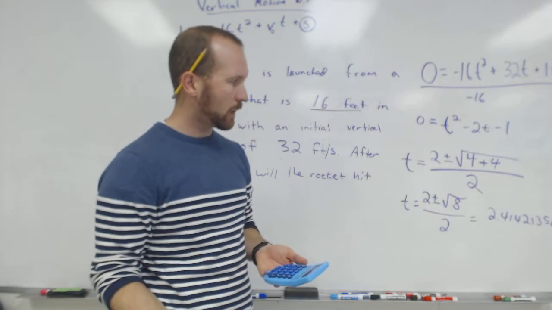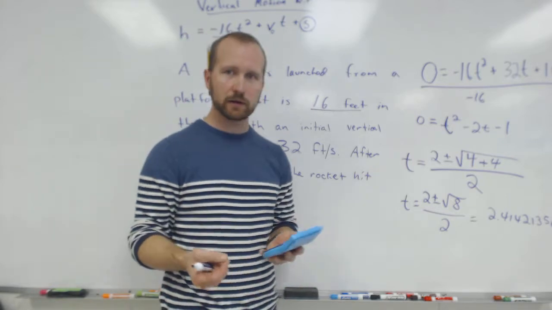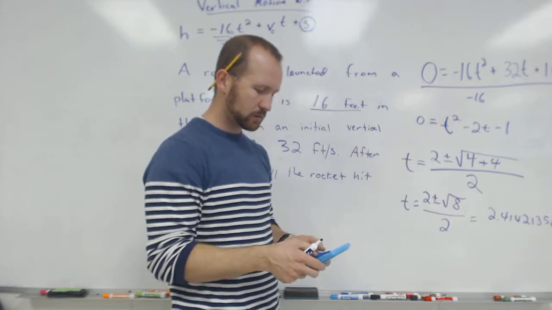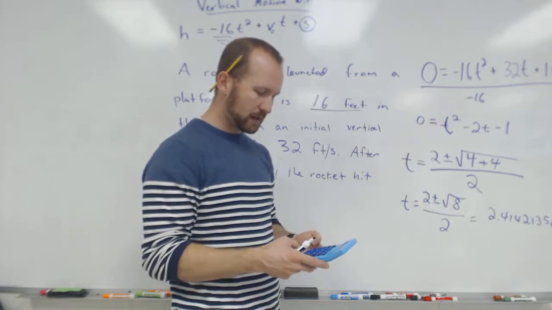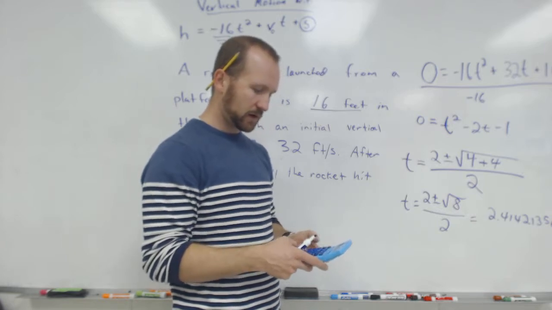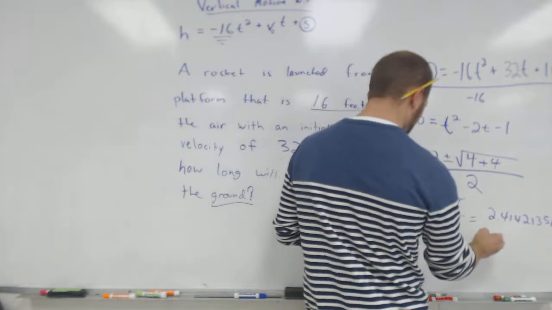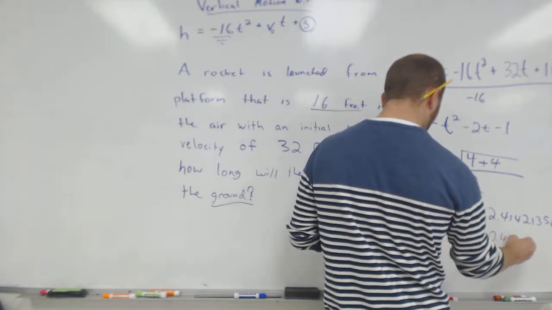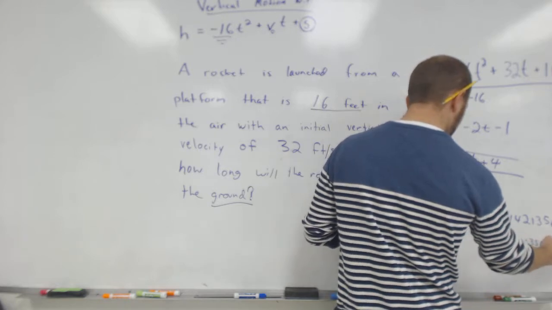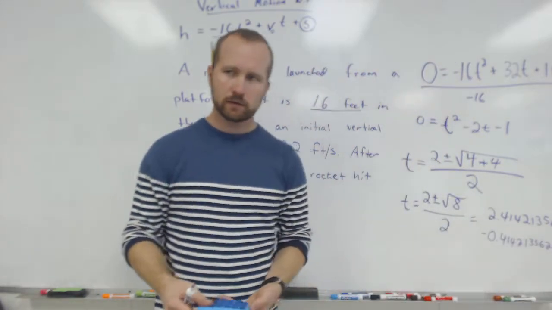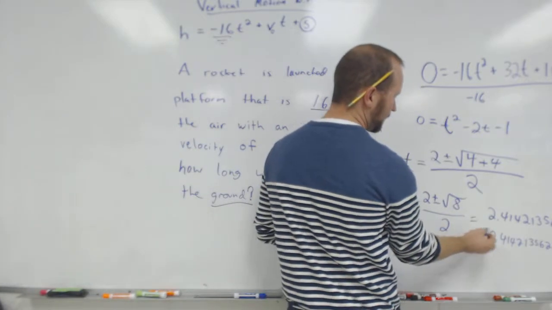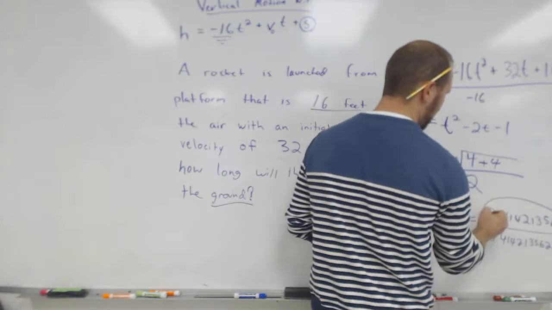Do we have to write that many? Yeah, write everything that shows on your calculator. The other option is 2 minus the square root of 8, right? Which gives me, if I did it right, negative 0.414213562. Yeah, time can't be negative. So we know that this is our answer.